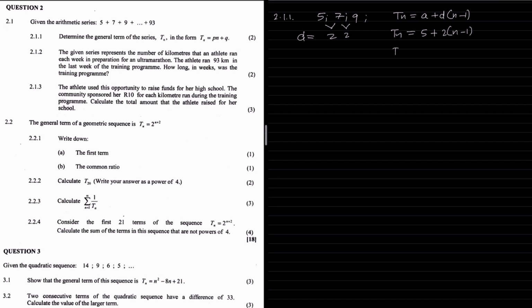We can then simplify really quickly. So we're going to get 5 plus 2n minus 2. And then lastly, simplifying, getting 2n plus 3.